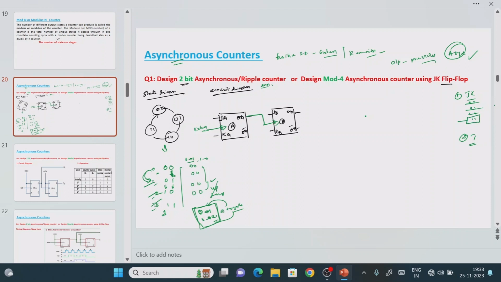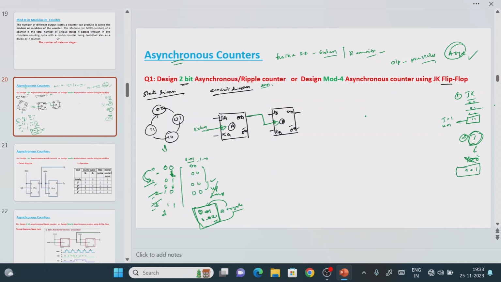But which condition is going to perform the toggle operation? When J equals 1 and K equals 1. In case you are designing the circuit using the T flip-flop, in which condition will it toggle? T equal to 0 or T equal to 1, right? For T equal to 0 it won't perform the toggle condition. For T equal to 1 only, it will perform the toggle condition.